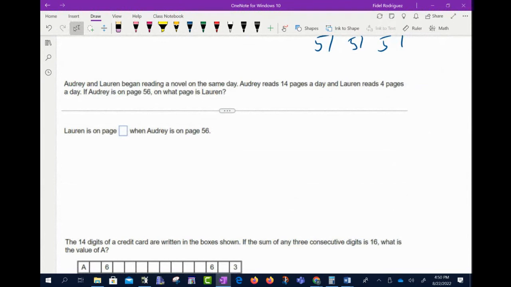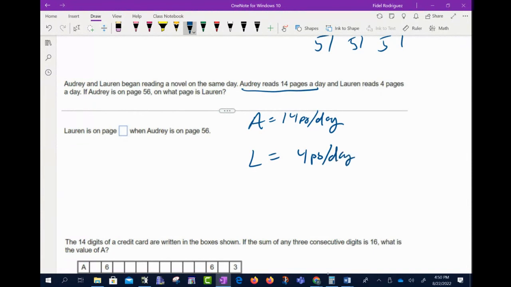Next problem here says, Audrey and Lauren began reading a novel on the same day. Audrey reads 14 pages a day and Lauren reads 4 pages a day. If Audrey's on page 56, on what page is Lauren? Well, let's see. Audrey reads 14 pages a day. So Audrey is 14 pages per day, and Lauren is 4 pages a day.